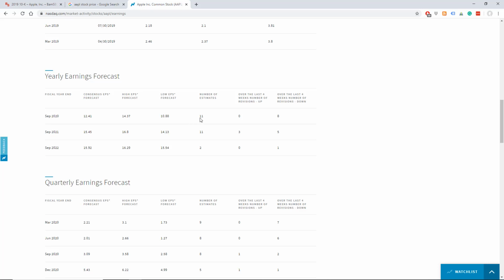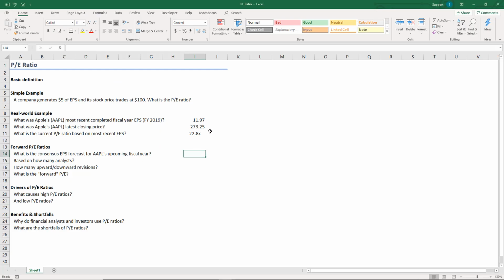There are 11 estimates, and over the last 4 weeks, 8 analysts have decreased their estimates, and that's because we're in the midst of the coronavirus pandemic, and analysts are rushing to lower not only Apple's estimates, but other companies' estimates as well. So the consensus EPS forecast is $12.41 based on 11 analysts. So $12.41, I'm going to put in here.